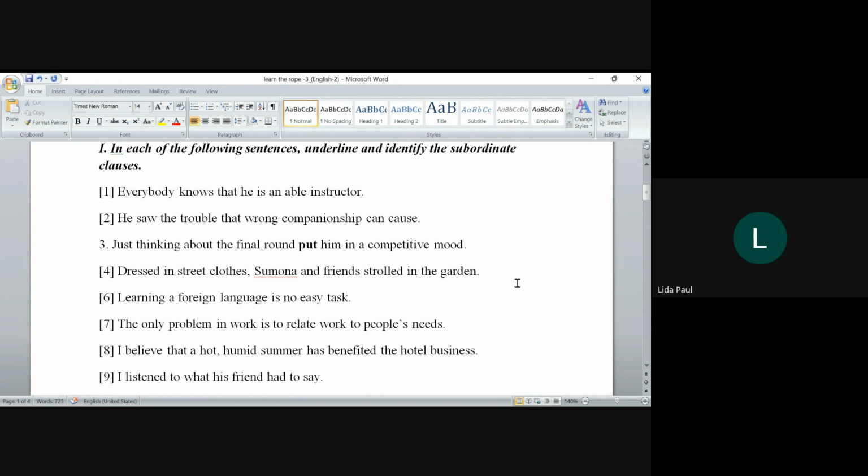What would be the subordinate clause here? Sixth one. Learning a foreign language. Learning a foreign language is no easy task. You're finding it a little difficult because it's a special kind of subordinate clause. It's not similar to the ones that you saw in the first and the second one. It's neither an adjectival, adverbial, or noun clause.